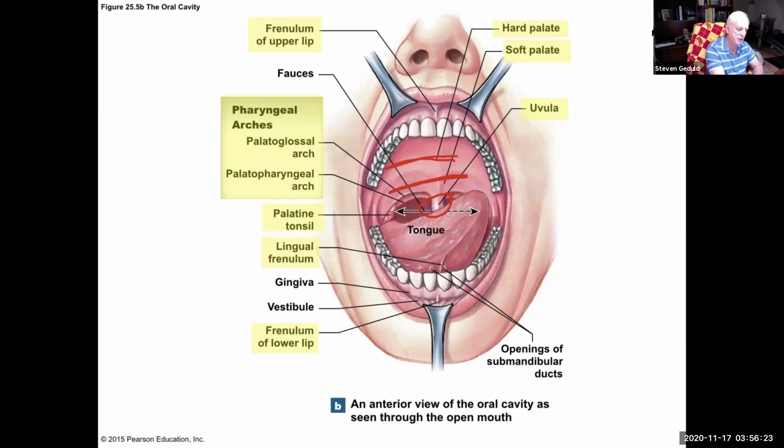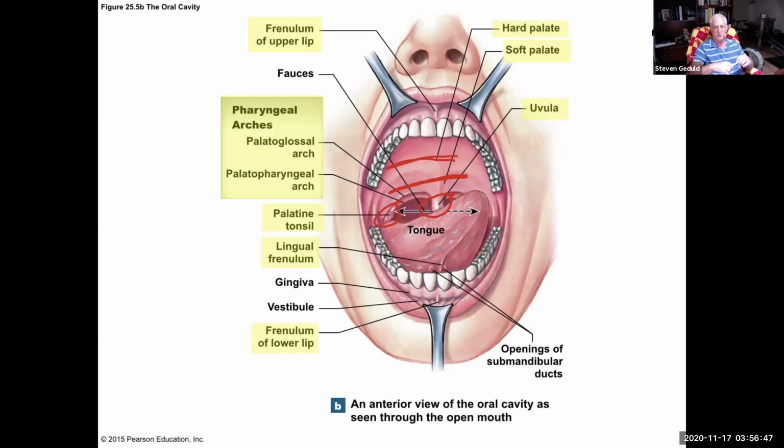You see the pharyngeal arches. You have your palatoglossal arch and your palatopharyngeal arch. In between those are your palatine tonsils. Those are usually what gets infected when you get sick. When you look at the back of your mouth, you'll see white discharge from those areas. That's your palatine tonsil infection. They used to take those out routinely. They still will take them out if you have continuous infections there or if they get large enough that they start to block the oral cavity.